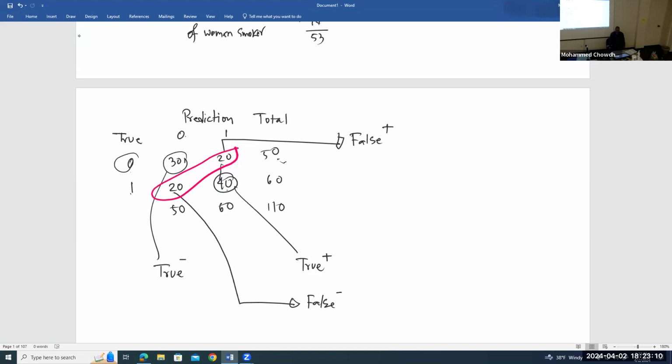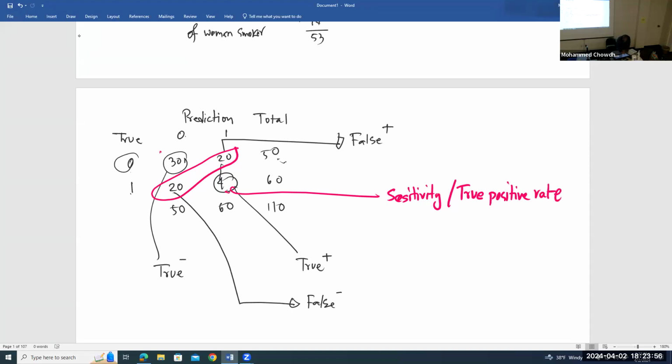So you understand now. If there is a disease and it is correctly identified, that is known as the sensitivity. Sensitivity, true positive. That is a true positive. This is known also as the sensitivity, or true positive rate.